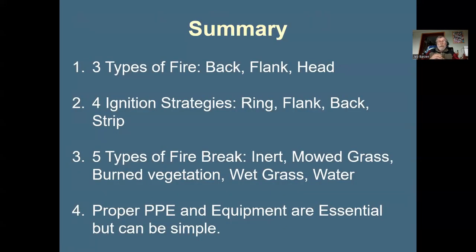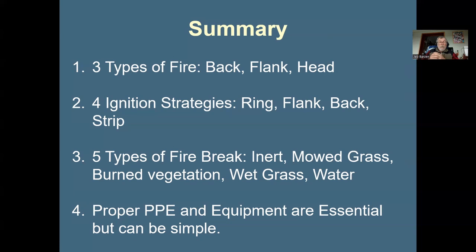So in summary for this section, there are three types of fire: a backfire, a flank fire, and a head fire. A backing fire moves into the wind, a flanking fire moves perpendicular to the direction of the wind, and a head fire moves in the same direction as the wind. There are four ignition strategies: the ring fire, a flank fire technique, a backfire technique, and a strip fire technique. And then there are five types of fire breaks: an inert break, mowed grass, burned vegetation, wet grass, so it's mowed with some water, and then just basically water bodies. Those can be good fire breaks too.